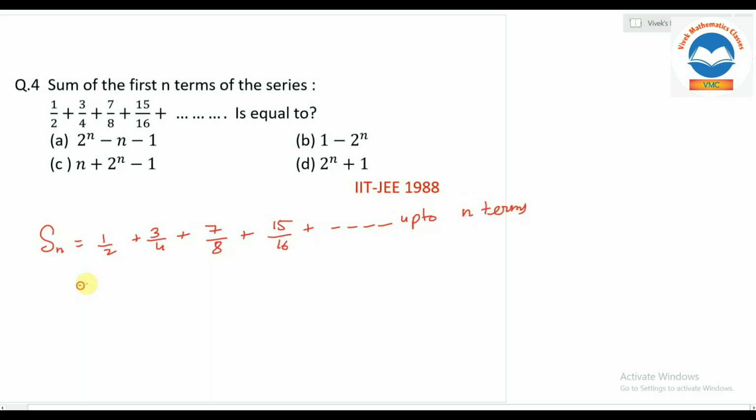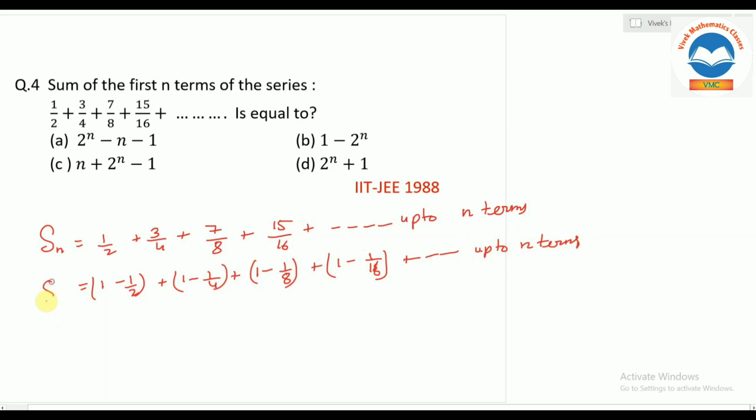Okay, so this 1 by 2, what can we write? 1 minus 1 by 2, plus this 3 by 4 we can write 1 minus 1 by 4, plus 7 by 8 also we can write 1 minus 1 by 8, plus 1 minus 1 by 16, up to n terms. It will come. Okay, this will be our Sn. So what will we get for our Sn?